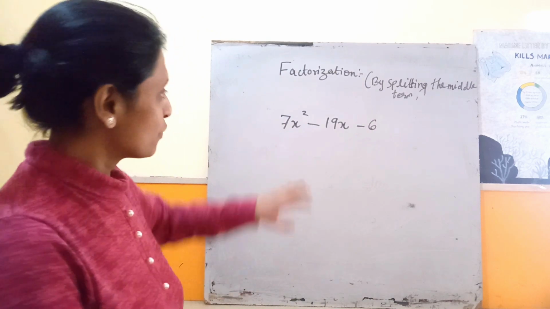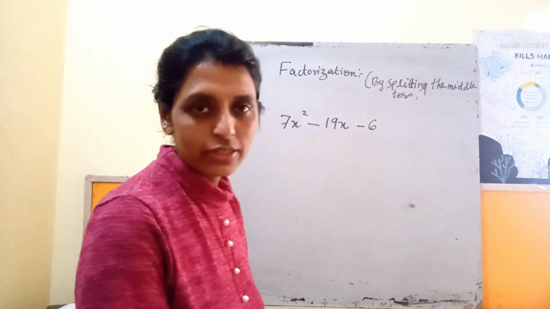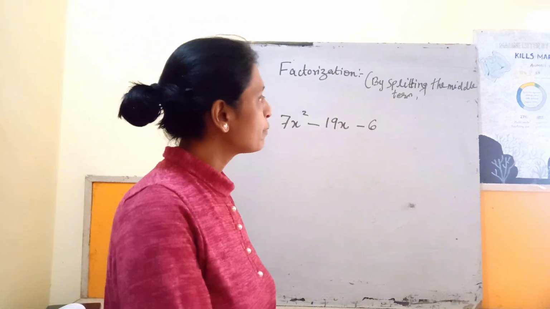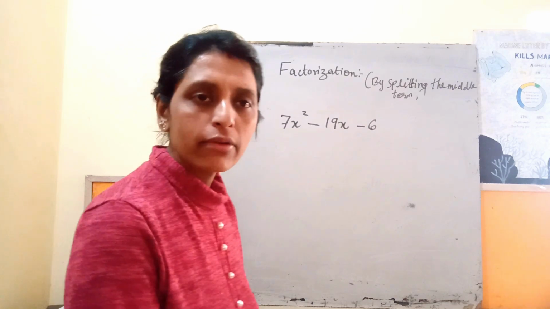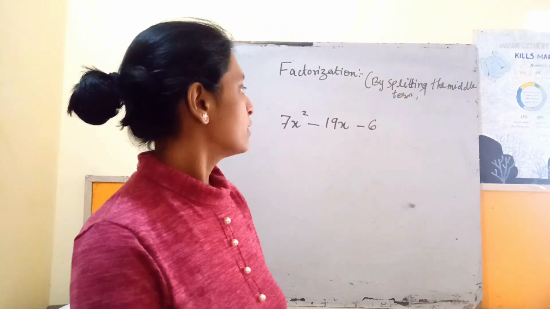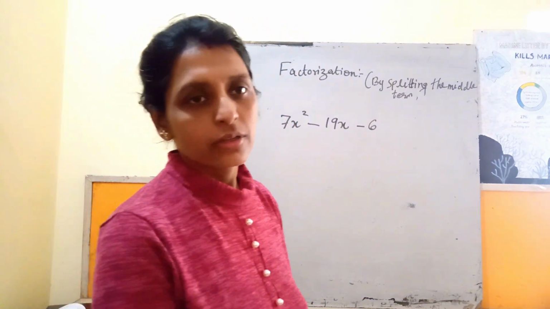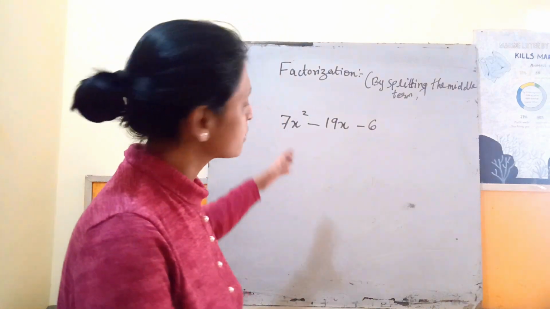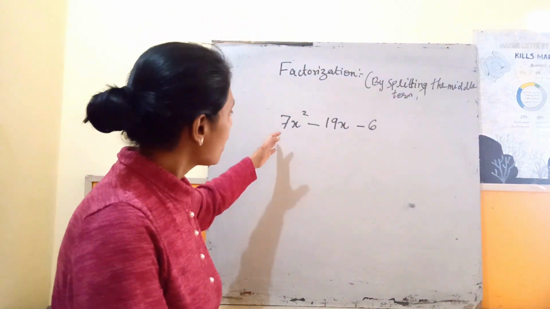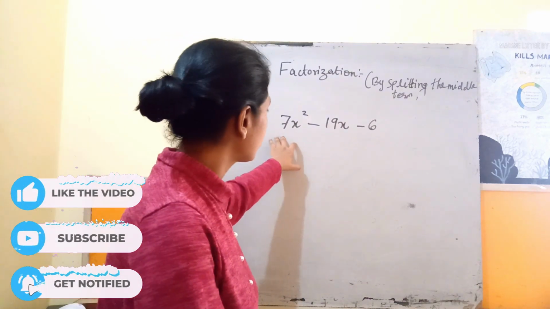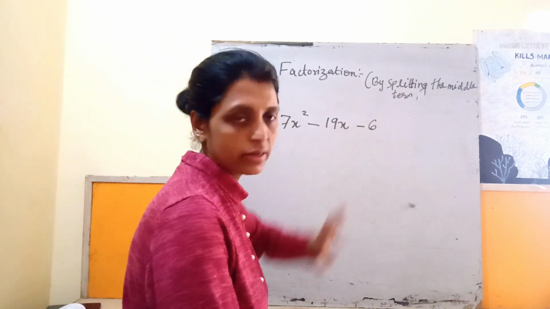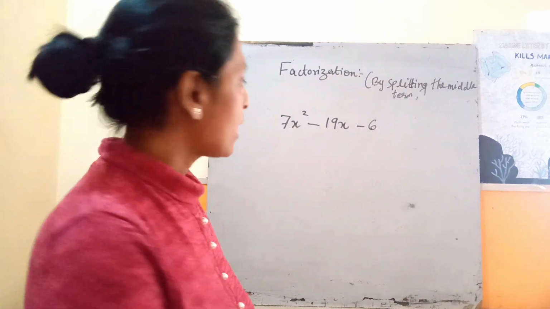Children, in this video I am going to tell you the factorization of the algebraic expression by splitting the middle term. In earlier videos also I have explained this method, and so here again I am with this new video and with this new question. Here we have to factorize this expression 7x square minus 19x minus 6, and we have to apply splitting the middle term.